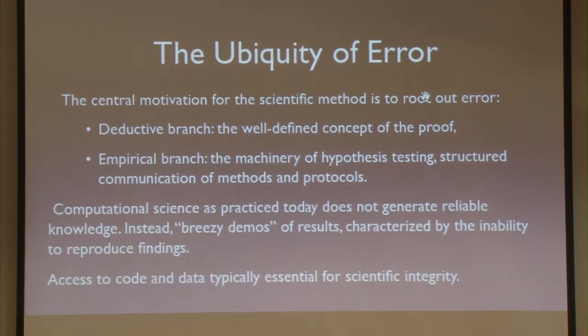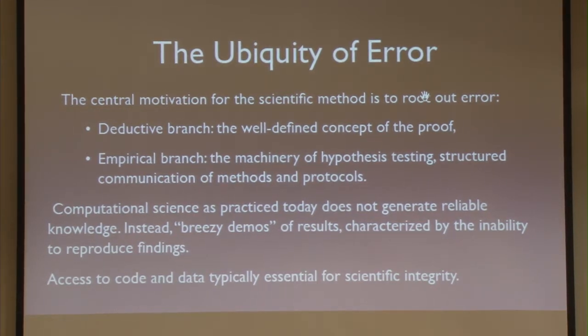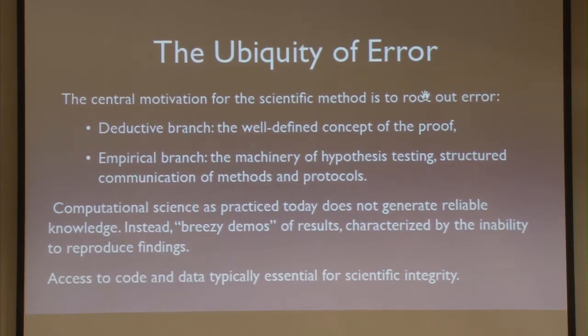In the empirical branch, there's an entire machinery around hypothesis testing, a very structured way that you communicate methods and protocols. In many journals, they have a deliberate method section, and it's understood what you're going to report in there. These two branches have had hundreds of years to come up with these communication standards. Computational science, as I mentioned, is maybe 15, 20 years old.